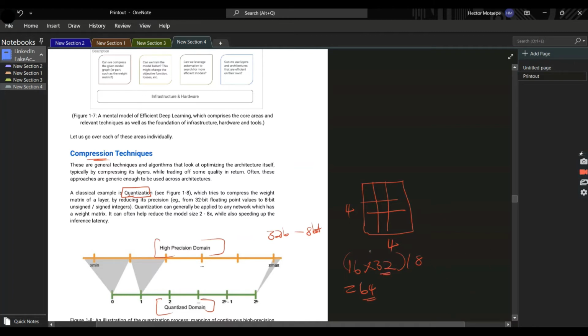So what if now we decide to move to 8-bit? If we move to 8-bit, this calculation will remain the same. We take the 16 parameters for our weights, multiply by 8, and divide by 8, which gives us 16. So you can see how reducing the bits helps us reduce the size of the parameters.